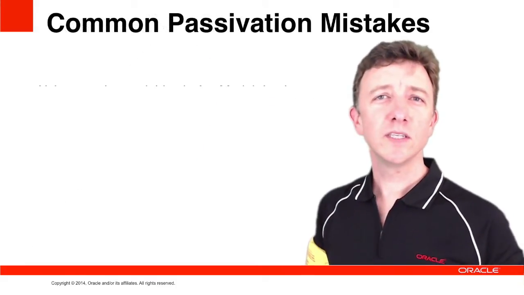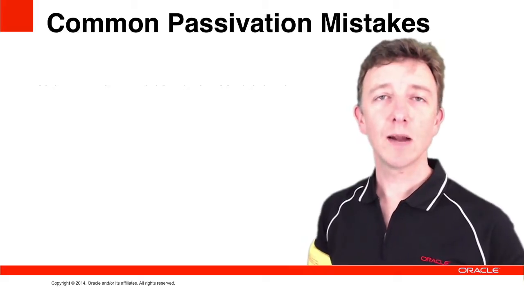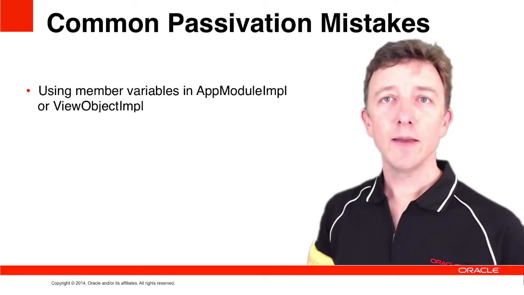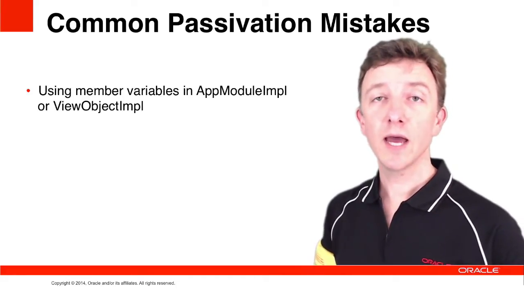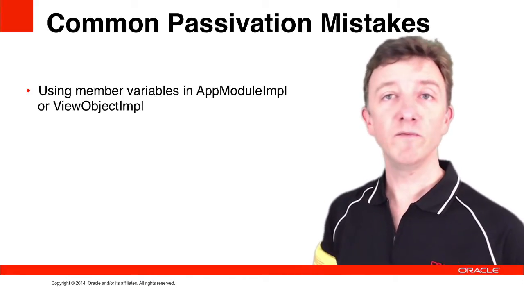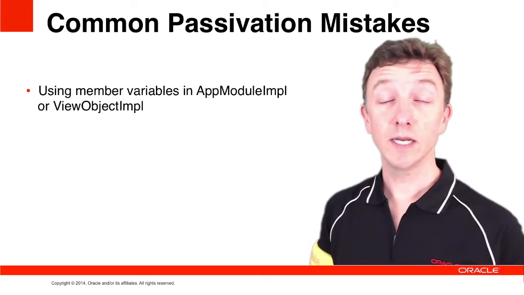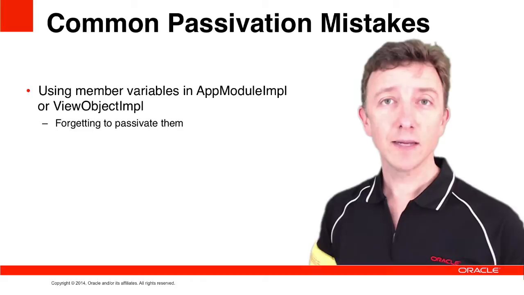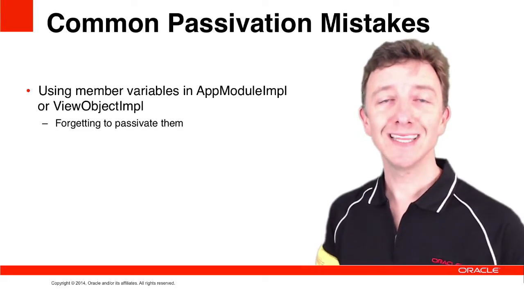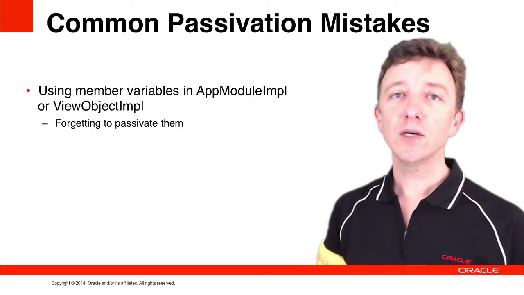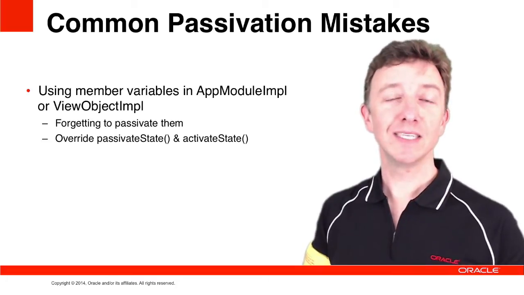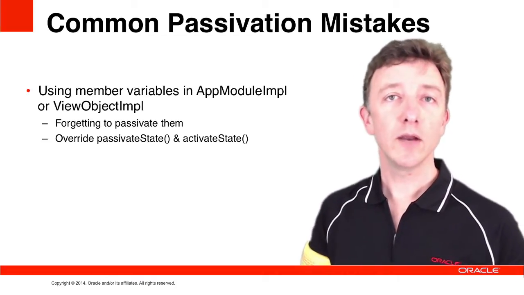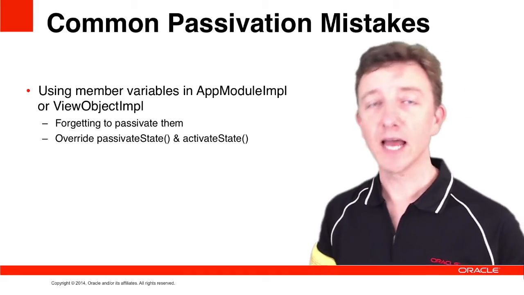So what are some reasons for passivation bugs to creep into our application? One such reason is when developers create member variables in their overridden ADF-BC application module and view object classes, or I should say view object impl classes. ADF-BC does not automatically passivate member variables in these classes. So you need to override the parent class passivateState and activateState methods to ensure these values are read and written during the passivation and activation.